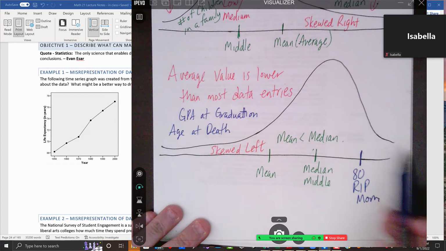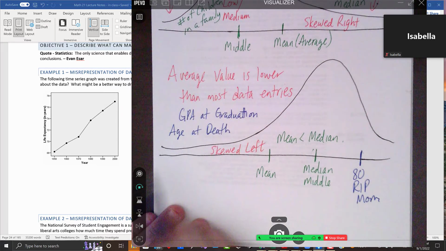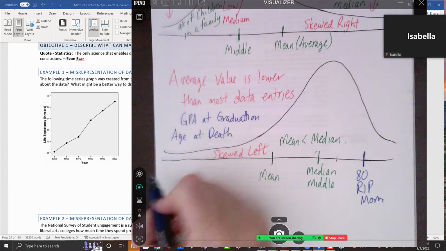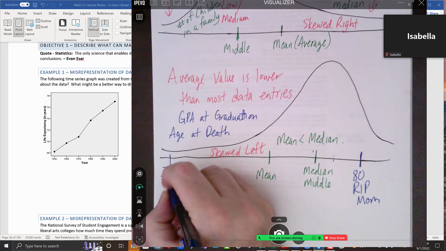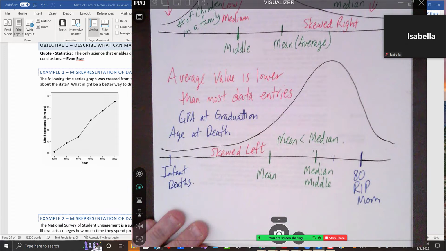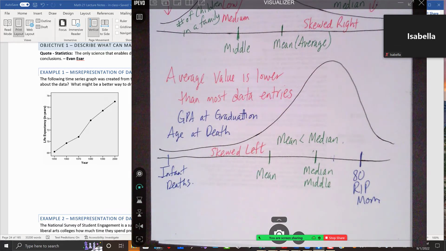And most people get to the right side of this graph. Unfortunately, we do have infant deaths. Not many, but I guess 80 probably is closer to over here, but over here would be infant deaths. It's tragic, but they occur. Thankfully, not that often. Most people live to an older age. So those are ideas of different ways that we see.